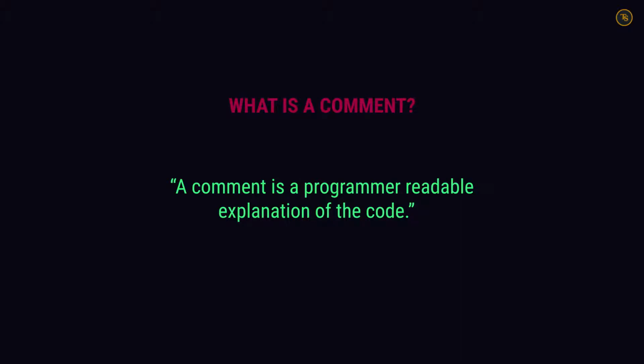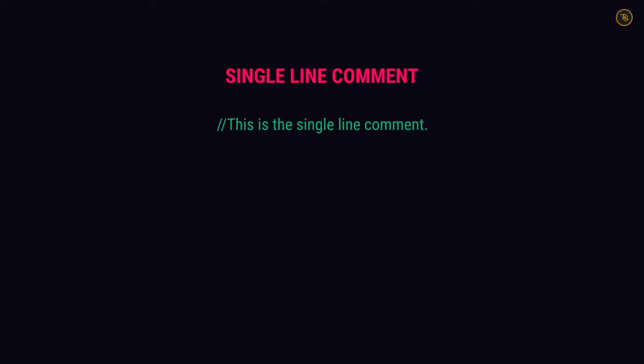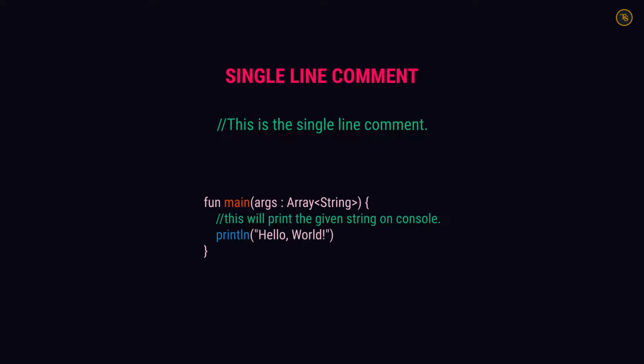Kotlin programming language supports two types of comments. First is a single line comment. To start the single line comment, use // and then write the comment you want to add for that code. For example, here we have used single line comment to explain about the function println.